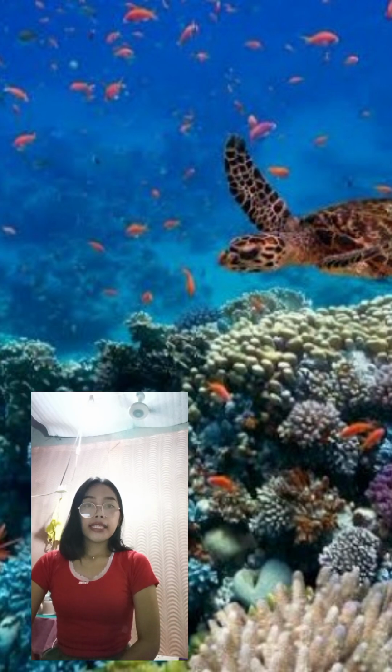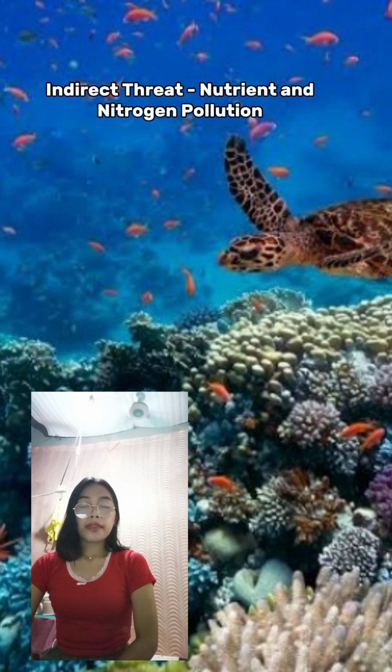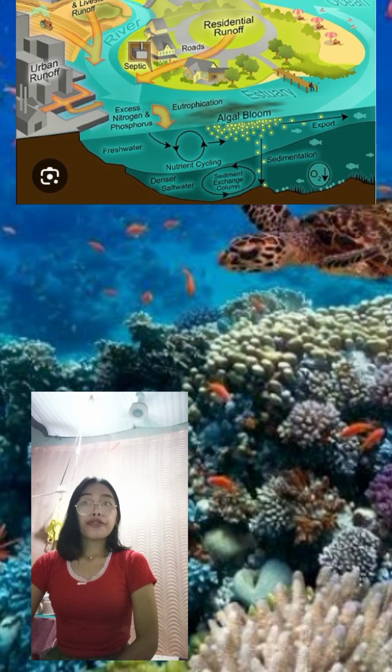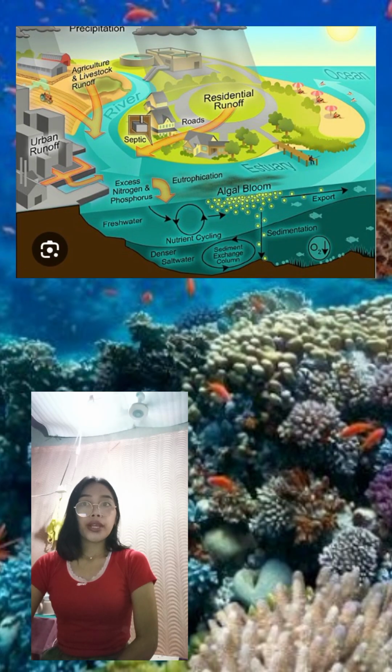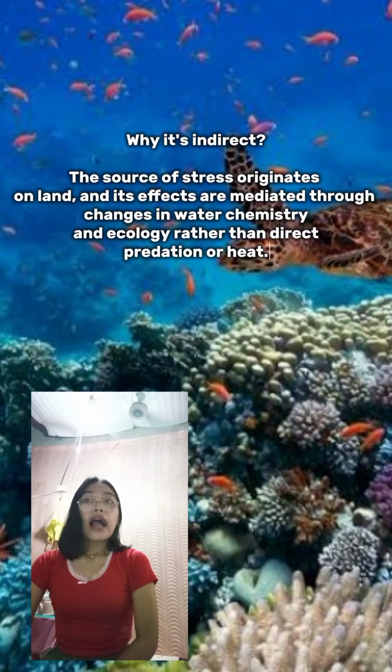The second case is an indirect threat, nutrient and nitrogen pollution. This occurs when fertilizer, untreated sewage, and urban runoff enter coastal waters and reach coral reefs. Why is it indirect? The source of stress originates on land and its effects are mediated through changes in water chemistry and ecology rather than direct predation or heat.